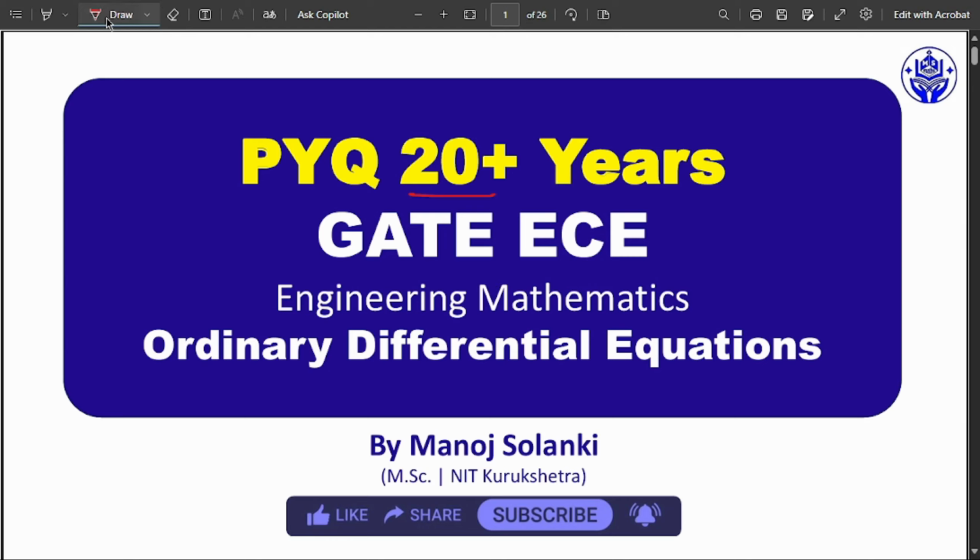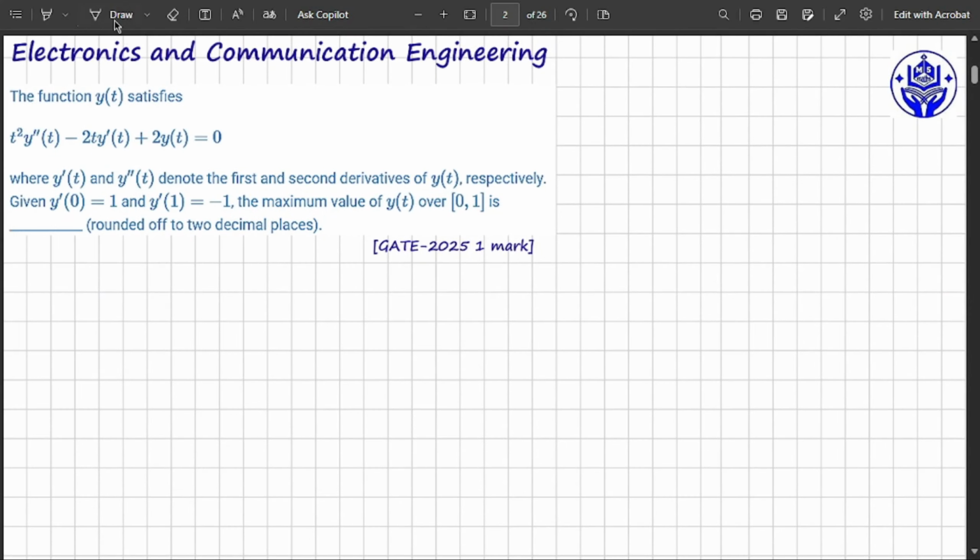We have the first question. It is related to a second order ordinary differential equation of the form t square y double dash minus 2t y dash plus 2y equals 0. Whenever you have this kind of differential equation in which the independent variable is multiplied with the derivative term, then it is t square d square by dt square, and you just replace this with m(m minus 1), and t d by dt with just m.